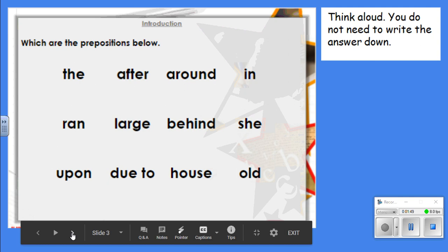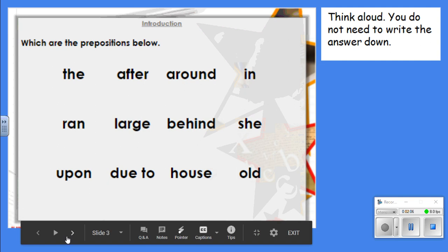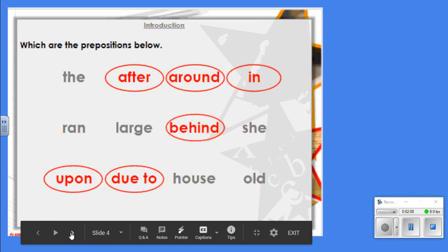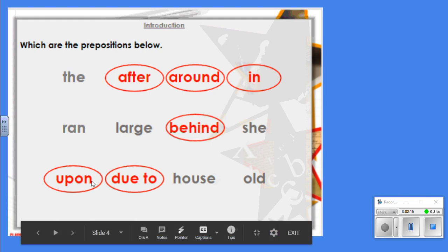So we're going to have a think about some of these questions together. We've got a list of words here, and what we're going to do is find the prepositions. So if you can have a really good look, pause the video while you have a think, and then we'll look at the answers together. Okay, do you think you found them all? There's 6. After, around, in, behind, due to, and upon. All these words are prepositions because they tell us where or when something is in relation to something else.